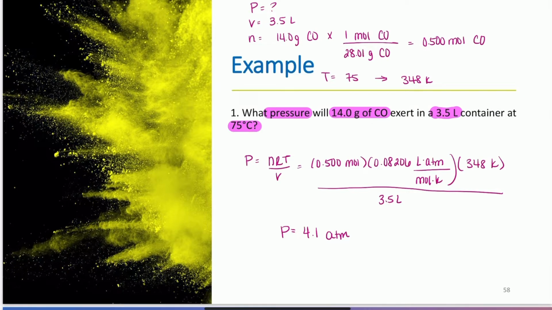So just to make sure, your moles cancel with your moles, liters with liters, Kelvin with Kelvin, we're left with atmospheres. And we have 2 sig figs here, so I will have 2 sig figs in my final answer. So 14 grams of CO in a 3.5 liter container at 75 degrees Celsius will exert a pressure of 4.1 atmosphere.